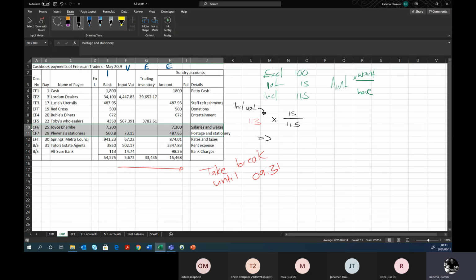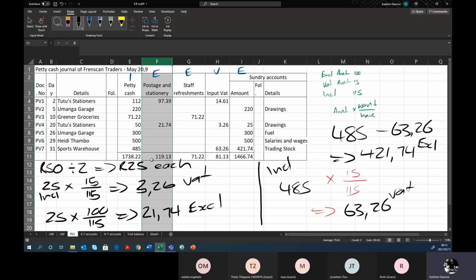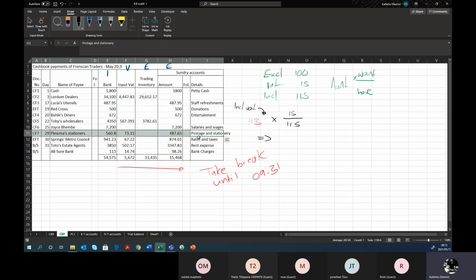In the CBP, we do have postage and stationery on the 29th. That's all the postage and stationery we have there. And then in the PCJ, postage and stationery, there it is, that 119 at the end of the month. Contra account, petty cash for the 119. Contra account for the 29th for the 487 is going to be your bank account.